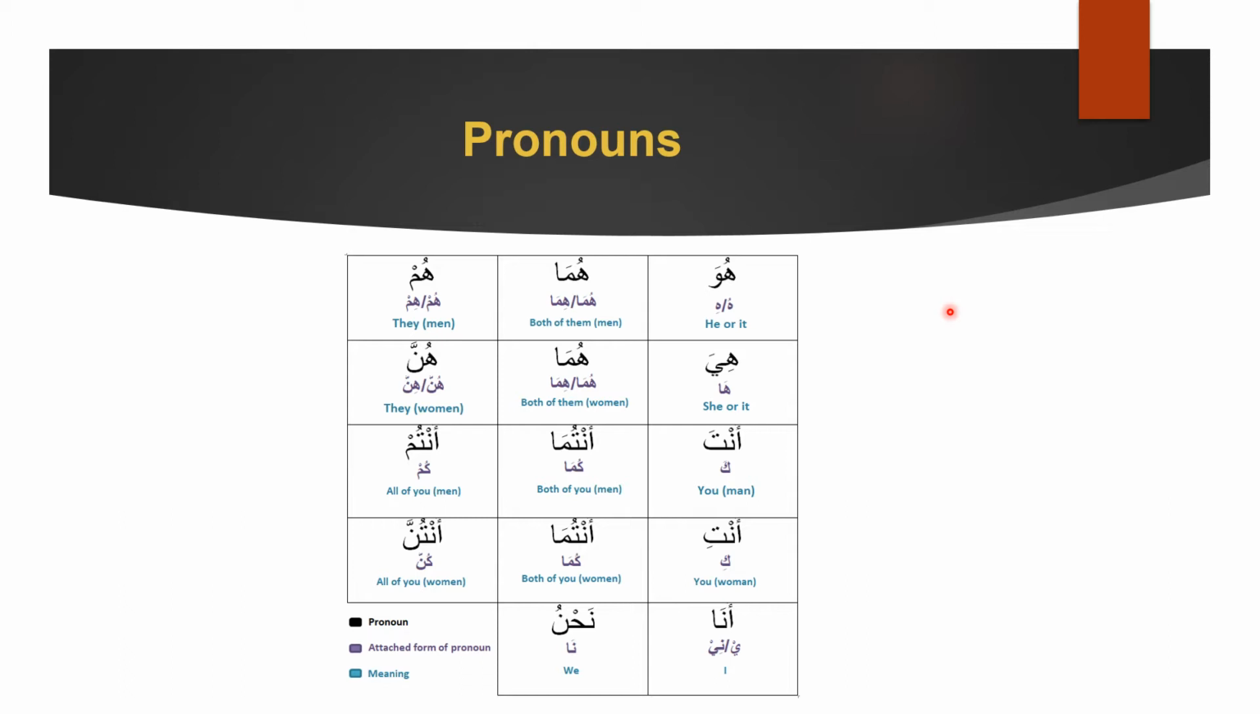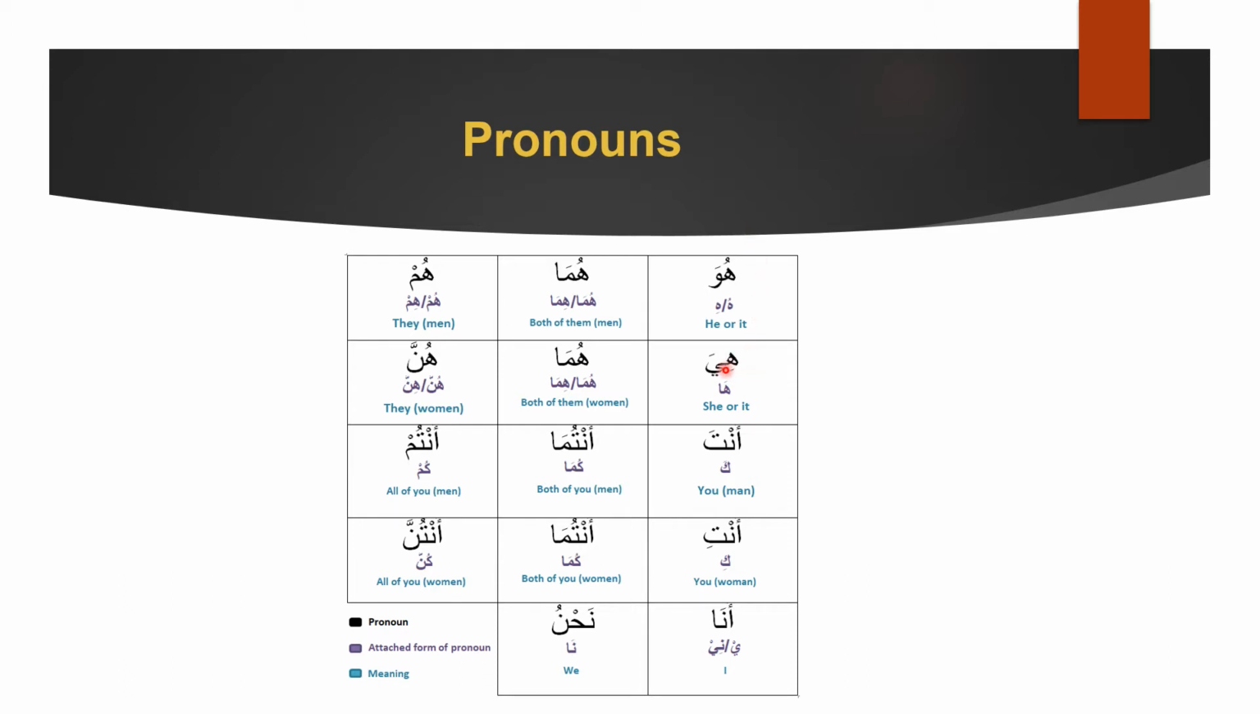So remember in English, for what do we use it? The pronoun "it" is used for animals or things, right? But in Arabic, all words are either masculine or feminine. So it will be just he or it, or she or it, depending upon the word, whether it's masculine or feminine, we will be using these two words.